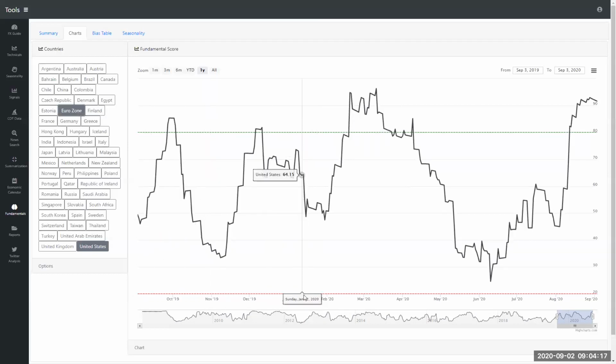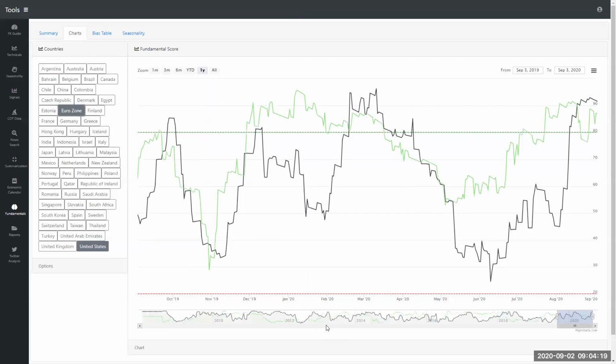For example, on this chart, right now we have Eurozone on the green against United States on the black. So this is telling us that the US economy is doing better than the Eurozone economy. So the idea here is to short Euro USD. Okay, this is the idea. It's telling us that the United States is doing better than the Eurozone. So we should take short trades on Euro USD.